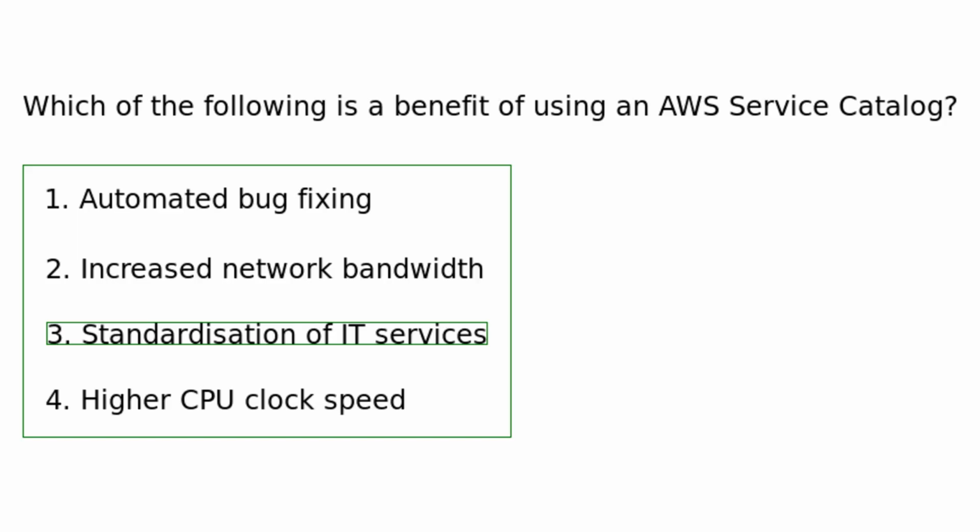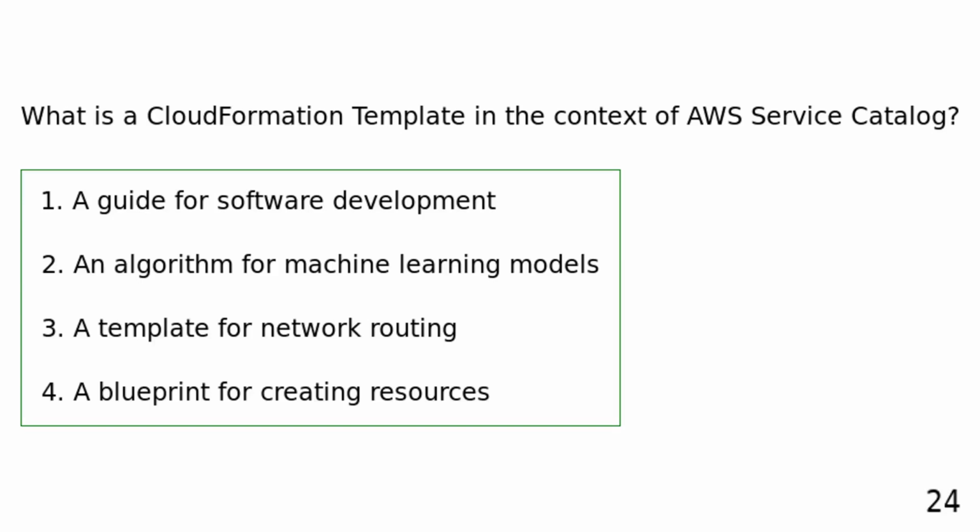One of the benefits of using an AWS Service Catalog is the standardization of IT services, ensuring consistency and compliance across the organization. What is a CloudFormation template in the context of AWS Service Catalog? A guide for software development. An algorithm for machine learning models. A template for network routing. A blueprint for creating resources.